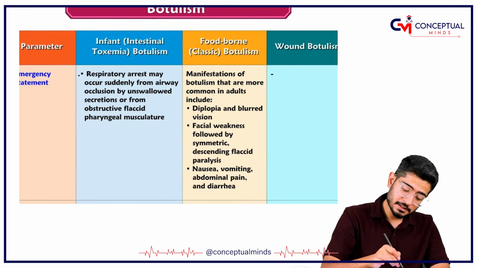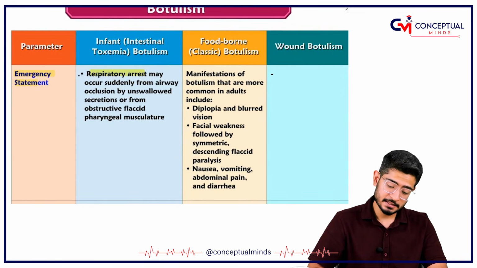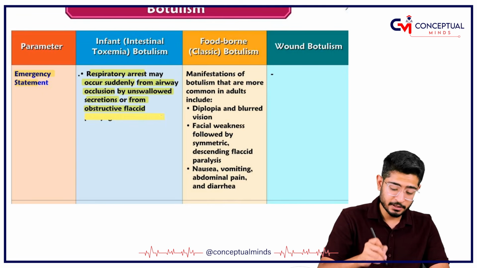Then emergency. What is the emergency? Respiratory arrest. Respiratory arrest is a huge problem seen in these patients. Why? Because it may occur suddenly from airway occlusion by the unswallowed secretions, or it can occur because of the obstructed flaccid pharyngeal musculature.